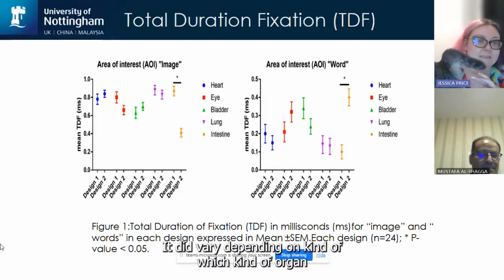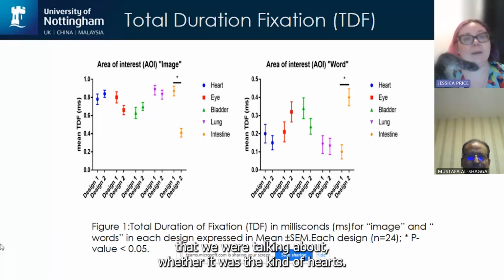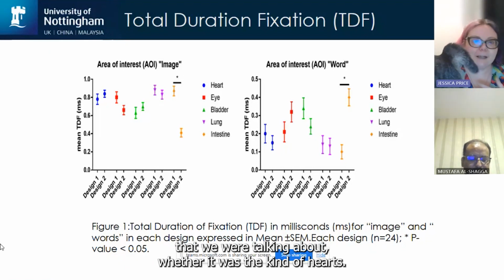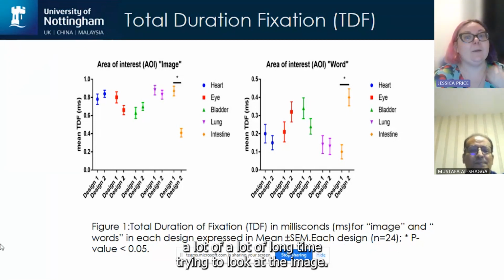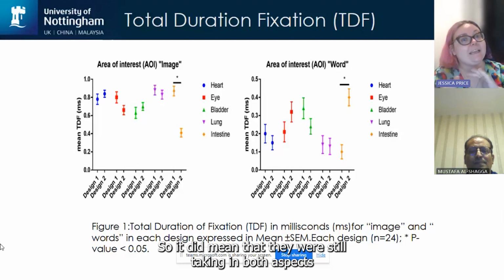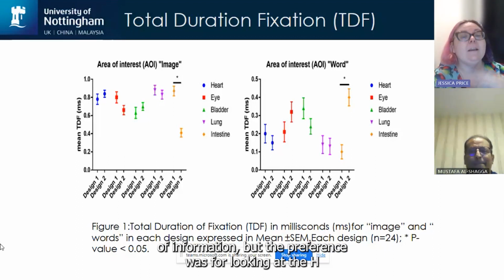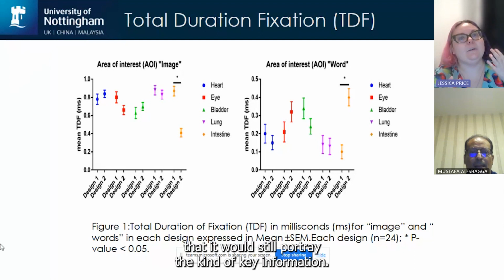It did vary depending on which organ we were talking about, whether it was the heart, for example. But you can see from the diagram that they spent a long time preferring to look at the image. They did also look at the word, so it meant that they were still taking in both aspects of information, but the preference was for looking at the image, because it was designed in a way that it would still portray the key information.